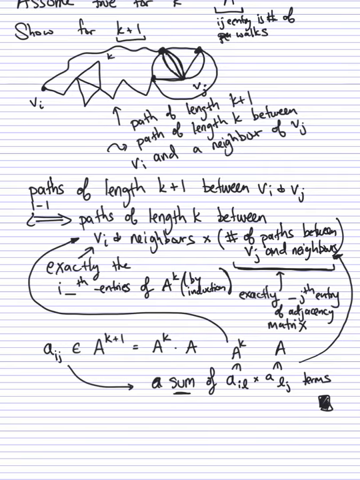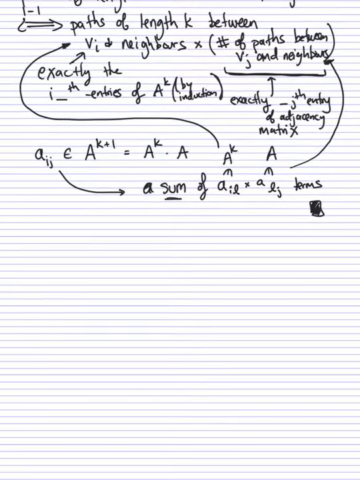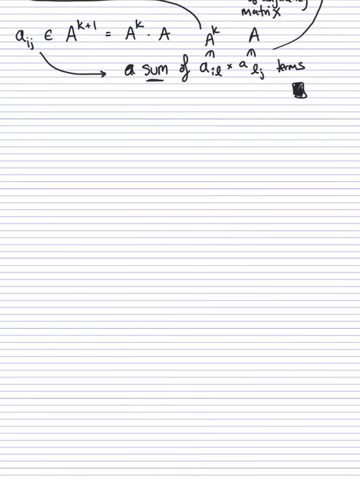So let me give you some corollaries or special examples of this. Here's a nice corollary: an adjacency matrix detects whether a graph is connected.